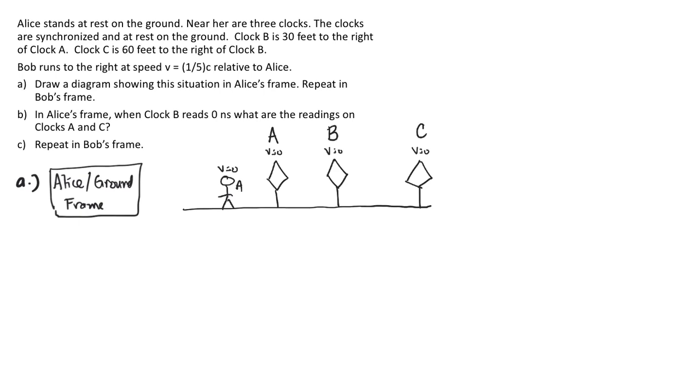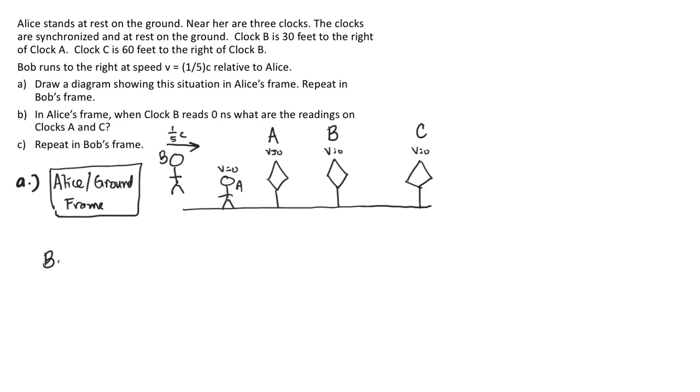And then we have Bob. He's moving to the right. So we say running, but all that really matters is he's moving. And his speed is 1/5 C, whether he's running or floating or in a rocket, it doesn't matter. But he's moving to the right at 1/5 C. Everything else in this picture is still because we're in the ground frame and Alice and the clocks are at rest in that frame. Okay, so we'll repeat in Bob's frame.